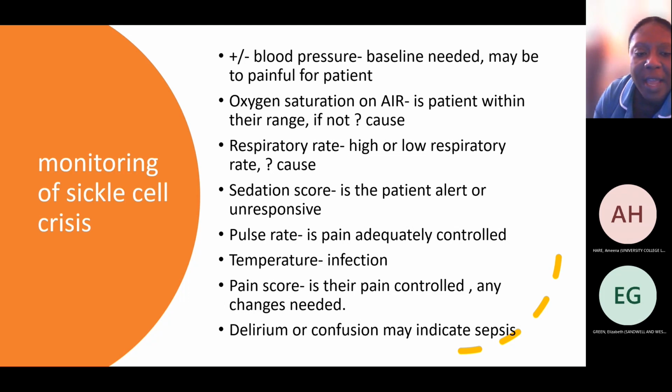Also is when we have to look at the pain score on that observation chart. This also shows if the pain is controlled. Are there any changes that need to be made? Earlier on, I talked about the nursing process, when we're assessing, planning, implementing and evaluating care. This again comes into this. For example, is their pain controlled? Are there any changes?